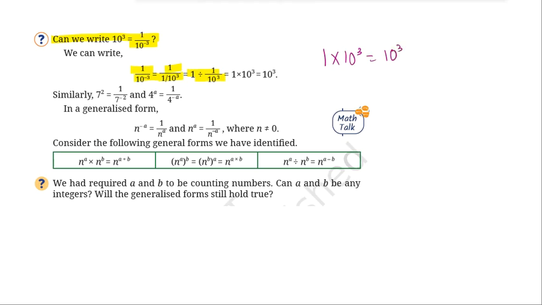Similarly, 7 square equals 1 over 7 to the power of minus 2, and 4 to the power of a is equal to 1 over 4 to the power of minus a. So in generalized form, n to the power of minus a is equal to 1 over n to the power of a, and n to the power of a is equal to 1 over n to the power of minus a, such that n should not be equal to 0.